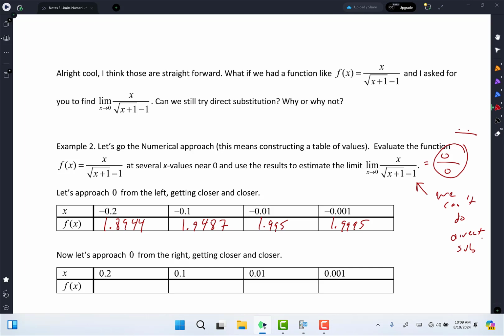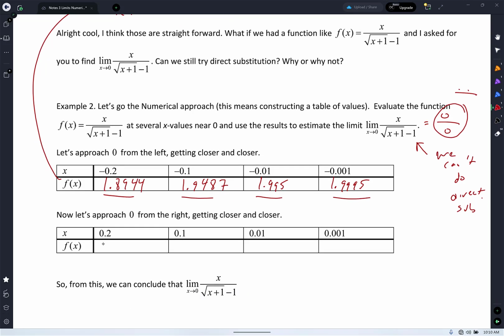It does look like I'm approaching something. As x gets closer and closer to 0 from the left, it looks like your y value is approaching what value? It looks like it's approaching 2. So I'm going to write this on the left-hand side. I'm going to go limit as x approaches 0 from the left of this function, x over square root of x plus 1 minus 1. Make sure that minus 1 is outside the square root. It looks like it's approaching 2.